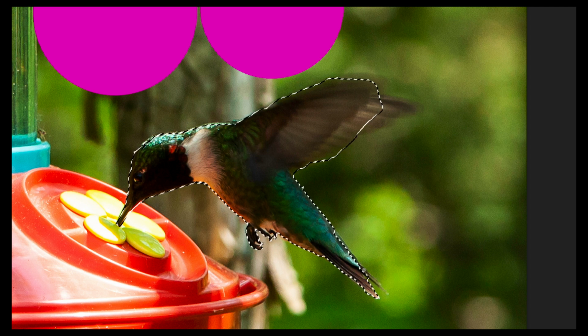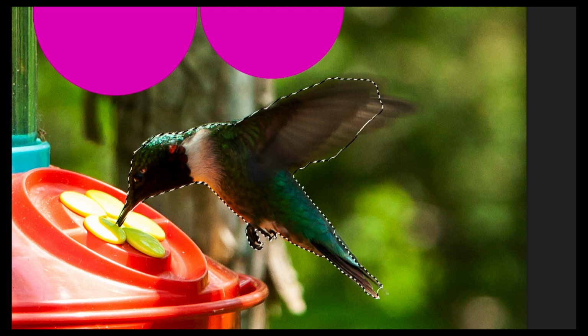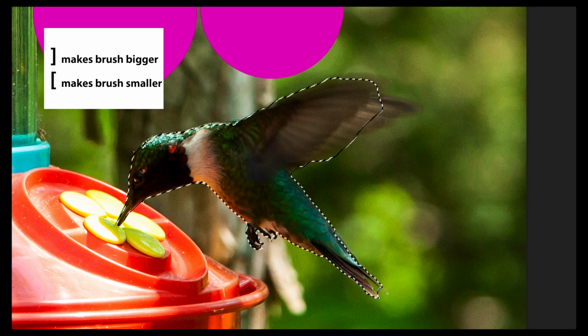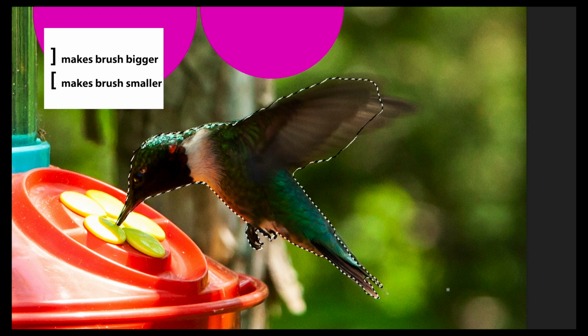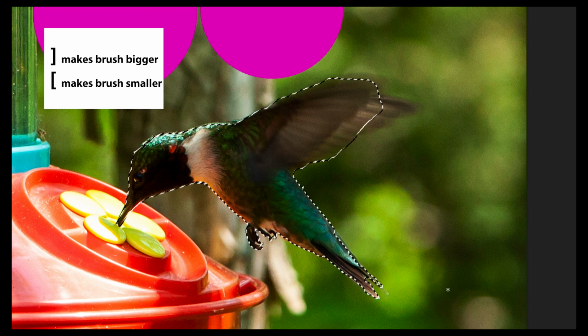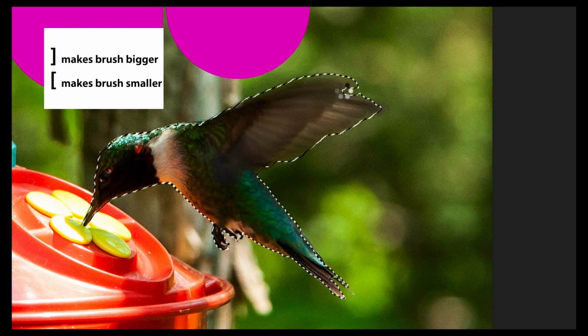Of course, I can make my brush really small. And how I'm making my brush small is, there's two brackets by the P key. The one on the right makes the brush bigger. The one on the left makes the brush smaller. So the bracket keys are to the right of the P key on your keyboard. And that's how you can change your brush size without actually going to the palette. All right, so I'm just telling Photoshop what I want selected and what I don't want selected.